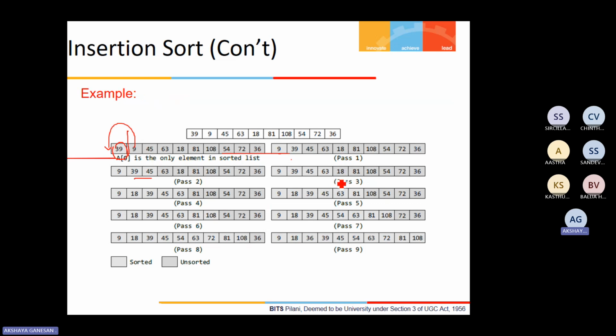Then we pick 18 and see which is the right position for 18. It is less than 63, so move in front. It is less than 45, so still move in front. It is less than 39, still move in front, but it is greater than 19, so don't move, put it here. So put it between 9 and 13. So 18 is placed between 9 and 39.